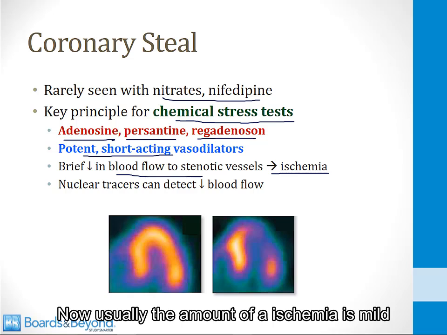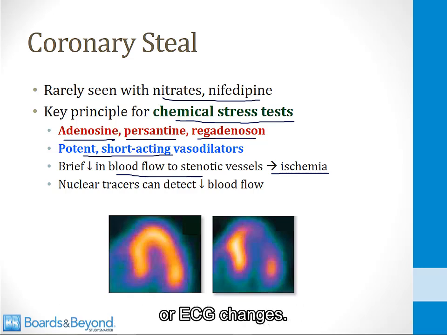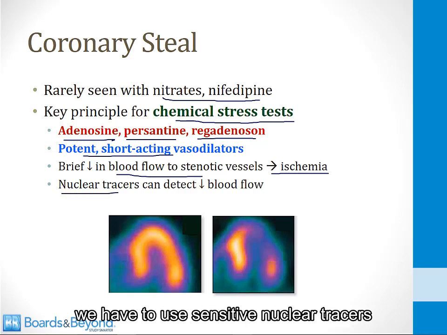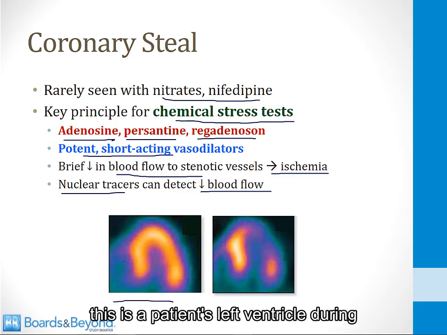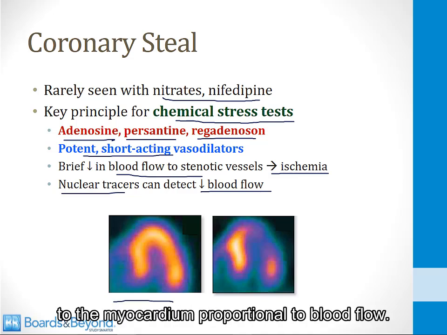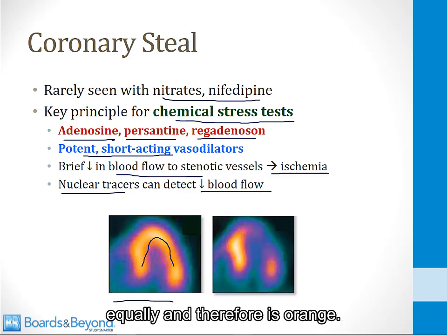Now, usually the amount of ischemia is mild and the patients don't develop significant chest pain or ECG changes. And for this reason, we have to use sensitive nuclear tracers to detect the fall in blood flow. If you look at this image on the bottom left side of the screen, this is a patient's left ventricle during a chemical stress test. A nuclear tracer has been injected, which is delivered to the myocardium proportional to blood flow. And you can see that the entire left ventricle lights up equally and therefore is orange.